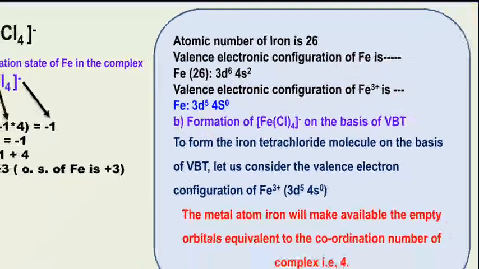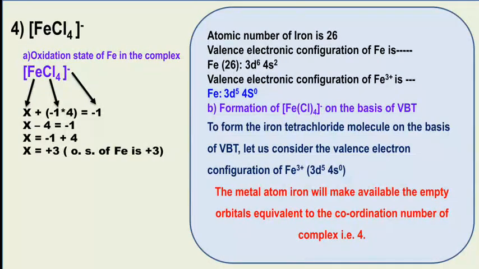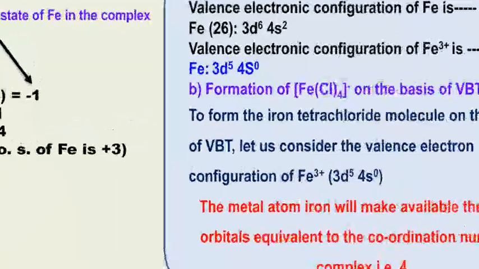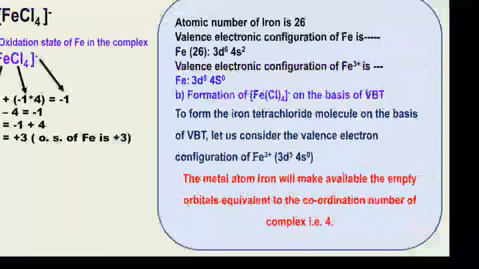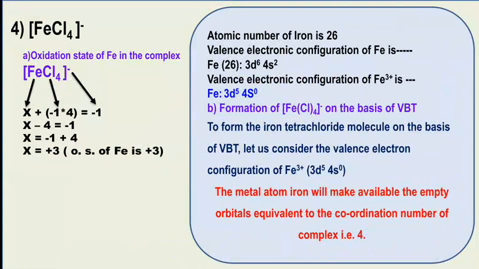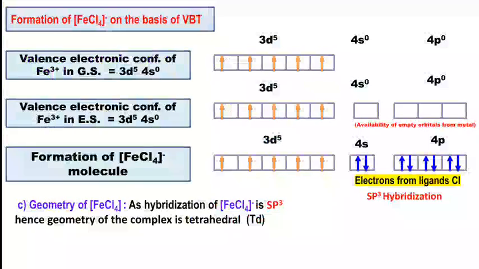So let us consider the next, that is the formation of FeCl4- on the basis of valence bond theory. We have already assumed the valence electron configuration, 3d5 4s0 for Fe3+ in this complex. This complex needs empty orbitals equivalent to the coordination number, that is 4 orbitals will be made available by Fe. So the valence electron configuration for Fe3+ is 3d5 4s0. The 3d orbitals are occupied by 5 unpaired electrons.